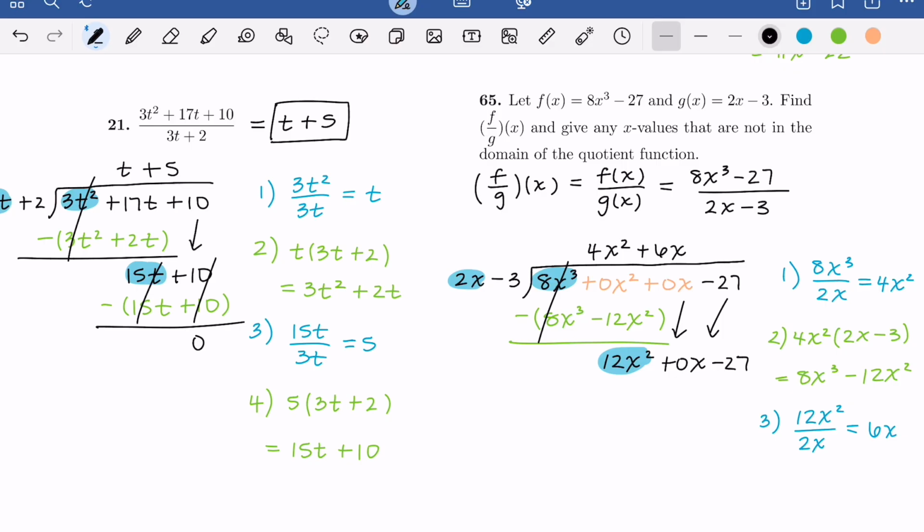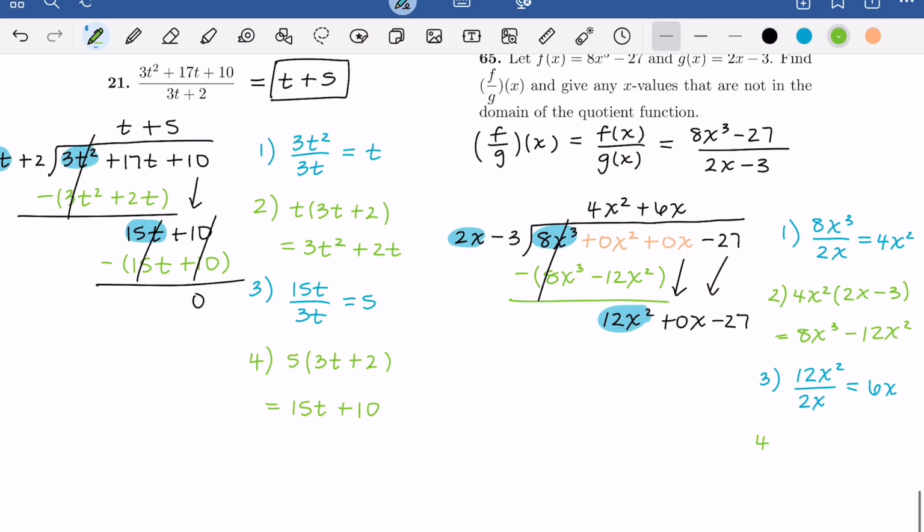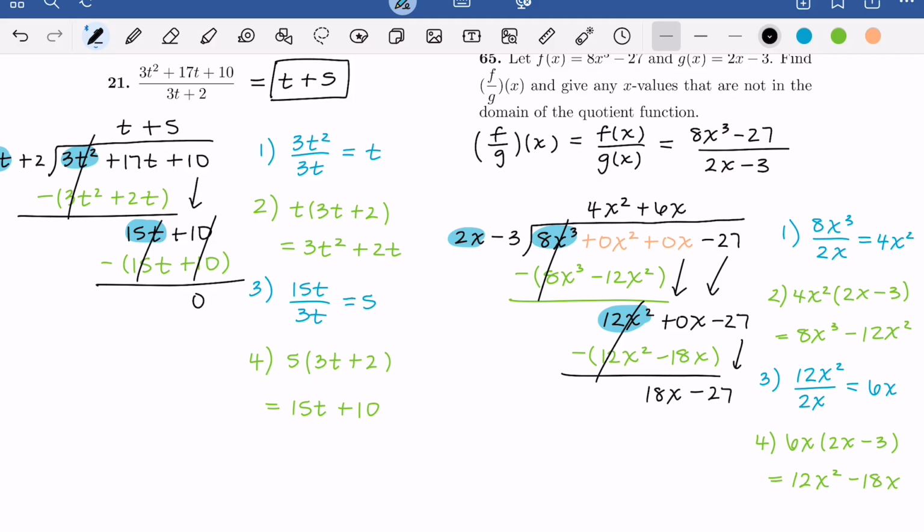Then we're going to take this result and multiply it by the divisor. So 6x times 2x minus 3. This is going to give us a 12x squared minus 18x. So we're going to go ahead and subtract that out from this guy. All right. These 12x squareds are going to cancel, and then we're going to end up with a positive 18x. And lastly, we're going to bring down this minus 27, and then repeat this process for a third time.